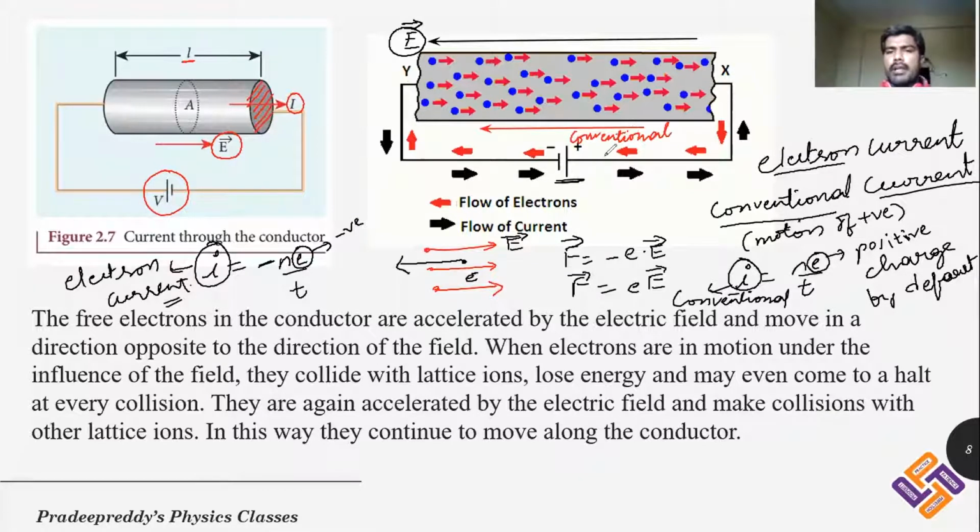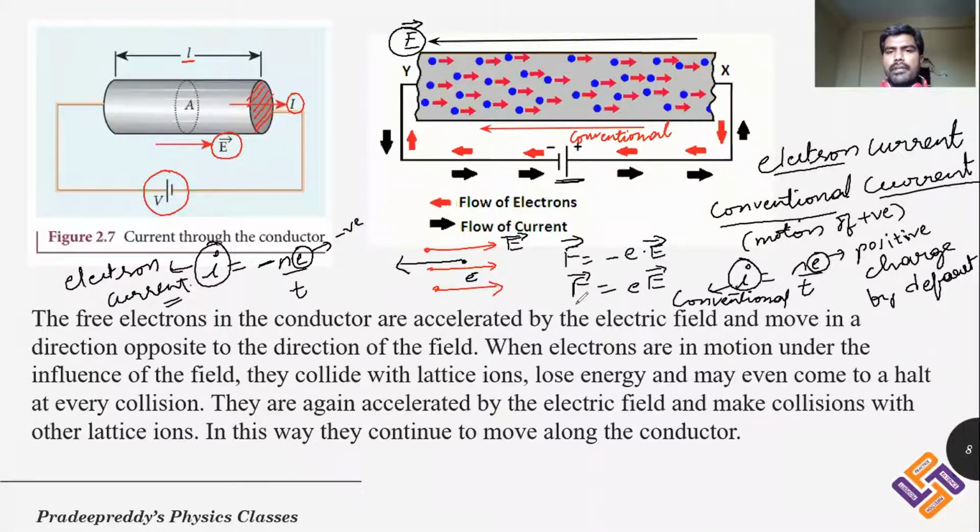Remember, conventional current is always pointed from positive terminal to negative terminal. Electron current is always directed from negative terminal to positive terminal of the battery. This is what two types of current we can study here. One is conventional current and the other one is electron current. Electron current is always from negative terminal to positive terminal. Conventional current is from positive terminal to negative terminal. By default in current electricity, we will be taking always direction of conventional current.